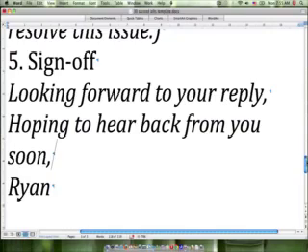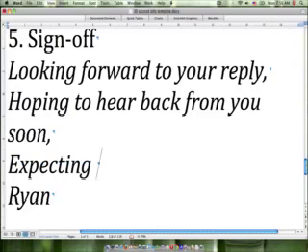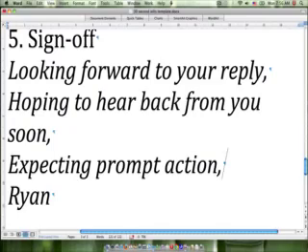Now, in the event that, say, we're writing about something we feel passionate about, and we're upset that something has been done that has made us unhappy, and we want them to do something about it, we might sign off with something like expecting prompt action, comma. So, for example, if I had purchased a snowmobile, and 2 days after I purchased my snowmobile, it breaks down, and I take it back to the store, and I'm told that the warranty is not going to cover the repair of my snowmobile. So I'm upset. I write a letter to the head of the company, and I might conclude with expecting prompt action, which just means I'm hoping that they're going to do something very quickly about my problem.